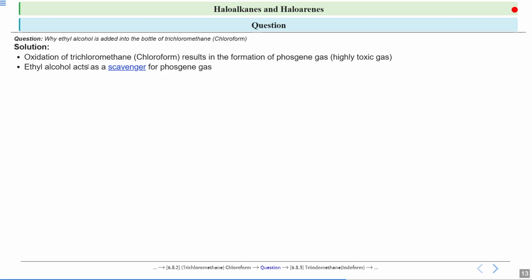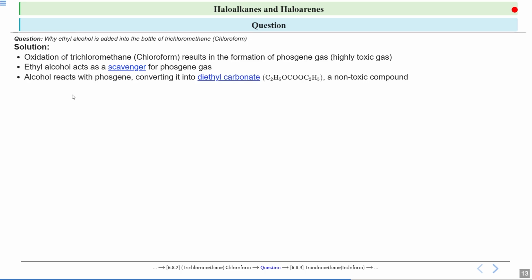And ethyl alcohol we are adding to the bottle of trichloromethane acts as a scavenger for the phosgene gas. It will prevent the formation of the phosgene gas. Alcohol will react with the phosgene and convert it to diethyl carbonate, which is a non-toxic compound. If there is any contact of chloroform with the air, what will happen? The formation of phosgene gas, a highly toxic gas, will carry on.